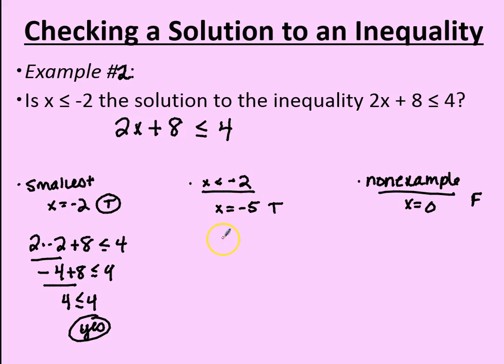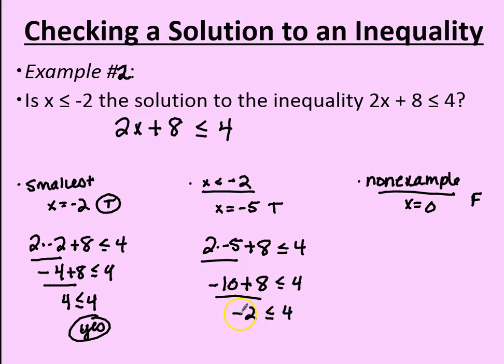Okay, let's try negative 5 in there. 2 times negative 5 plus 8 is less than or equal to 4. 2 times negative 5 is negative 10, plus 8 is less than or equal to 4. Negative 10 plus 8 is negative 2. Negative 2 is less than or equal to 4. That's true. So far it's looking like the solution.